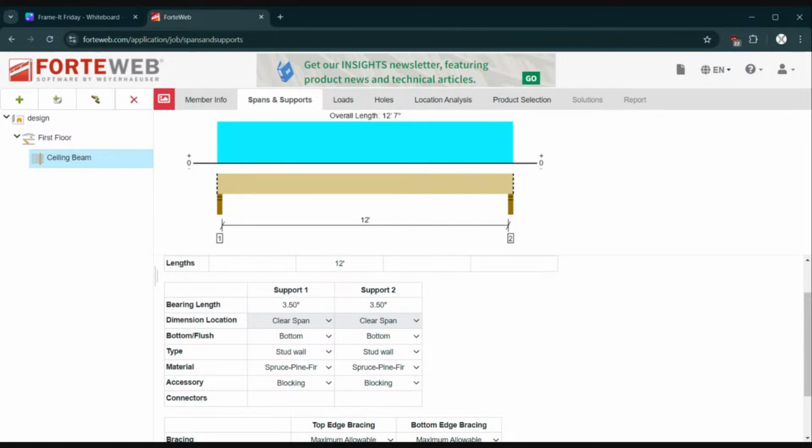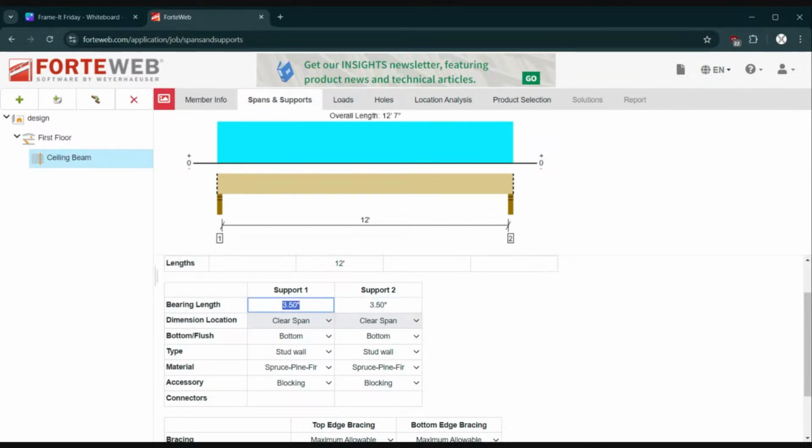What does that mean? Why is it 3.5 inches? Well, it's 3.5 inches because this is a wall, and we're assuming it's a 2x4 wall. 2x4 walls are made out of 2x4 lumber, which is 3.5 inches wide. So it's saying, hey, the beam is sitting on 3.5 inches along the beam's length on side one and side two. See that? So if you had a thicker wall, you'd put a different number in here, or a thinner wall, you put a different number in here.